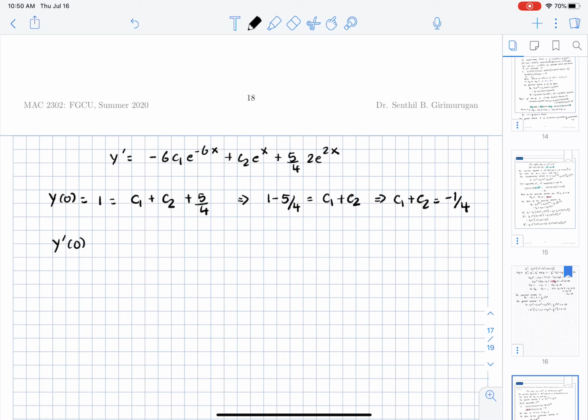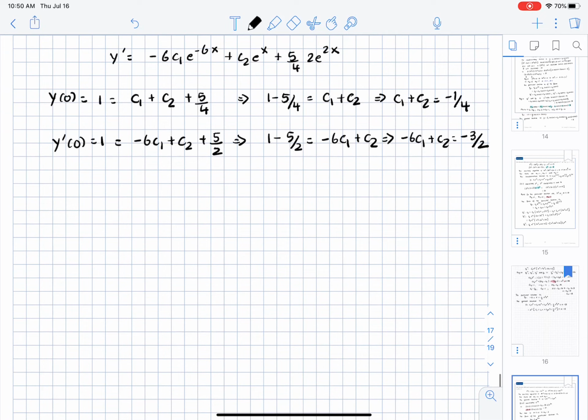Y prime of 0 is also 1. So negative 6c1 plus c2 plus 5 over 2 would equal 1. So we have 1 minus 5 over 2 equals negative 6c1 plus c2. So negative 6c1 plus c2 equals negative 3 over 2. So the two equations are c1 plus c2 equals negative 1 over 4, and negative 6c1 plus c2 is negative 3 over 2. We subtract them.